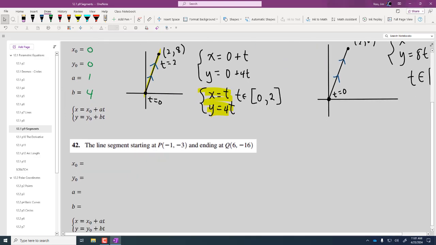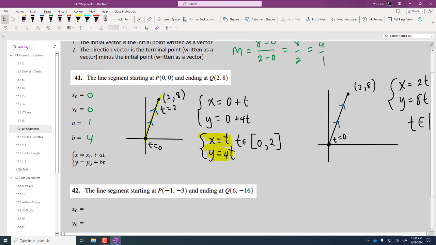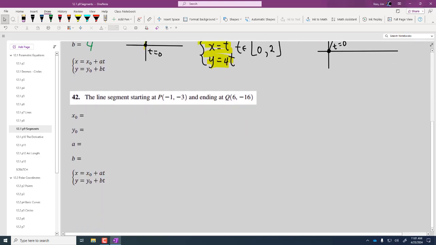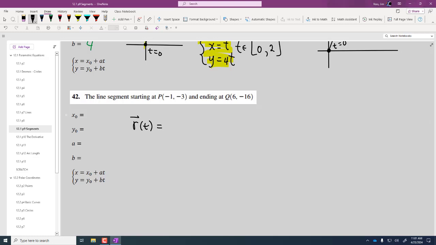Now, let's do this second one totally from a vector point of view. So here's how I would do this from a vector point of view. I would say that, okay, we're looking for the equation of a line segment. R of t is going to represent that vector function, and it's going to be the initial vector plus v times t. So this is essentially the vector slope-intercept form. So r sub 0 is going to be the initial point. So r sub 0 is the initial point written as a vector.